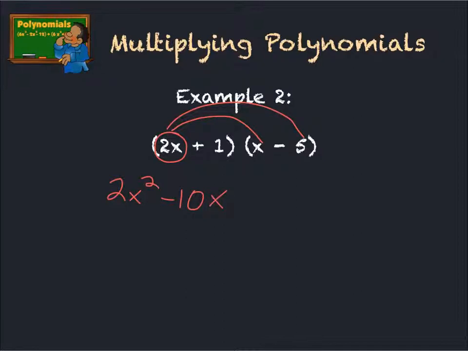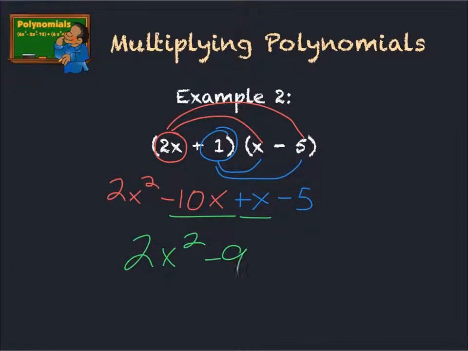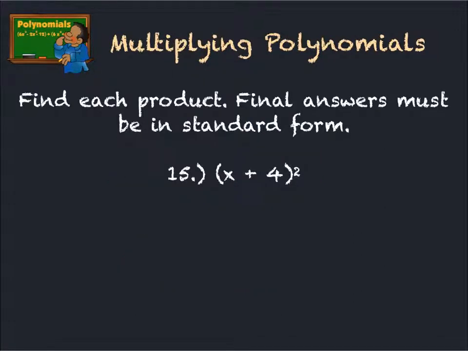Then, once we've distributed the first term to both of those other terms in the second binomial, you would need to go and move on to the second term and distribute this to each of the terms in the second binomial. So 1 times x is x, and 1 times negative 5 is negative 5. Then you would simply just combine the like terms, and your final answer would be 2x squared minus 9x minus 5.